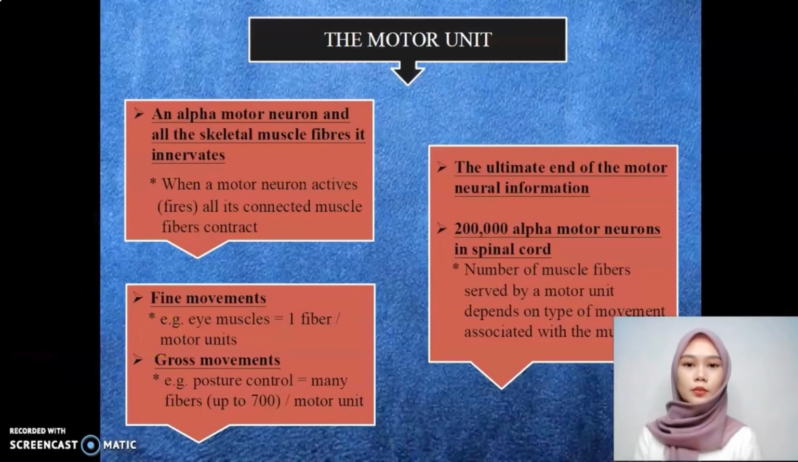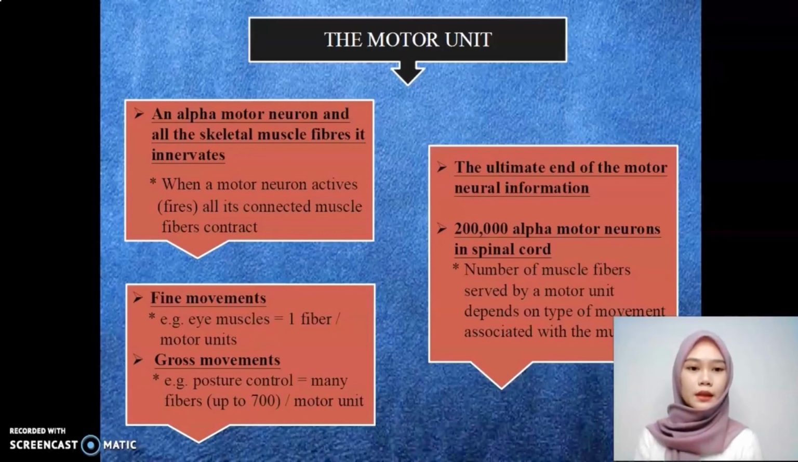Next slide is the motor unit. An alpha motor neuron and all the skeletal muscle fibers it innervates. When a motor neuron is active or fires, all its connected muscle fibers contract. It has two movements, which are fine movement and gross movements. The example for fine movement is eye muscles, which have one fiber per motor unit. For gross movement, for example, posture control, which has many fibers, up to 700 per motor unit.